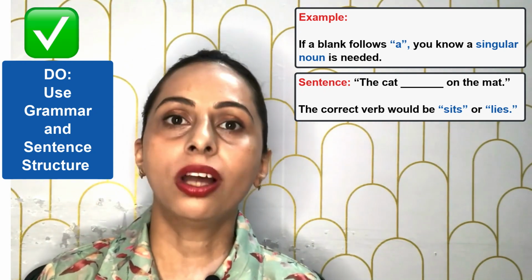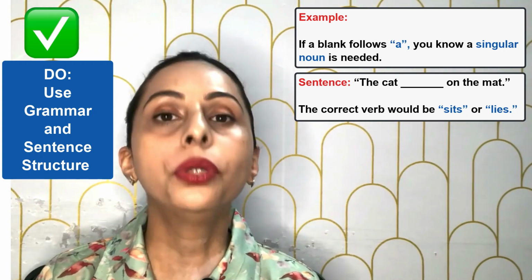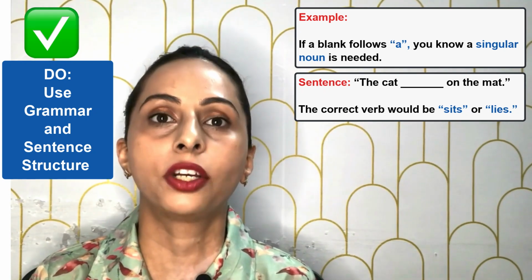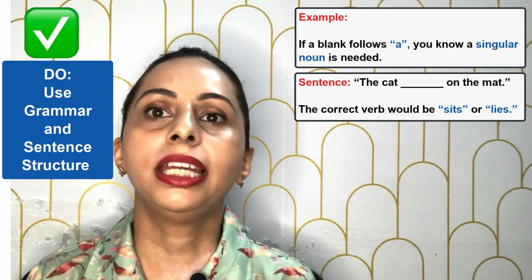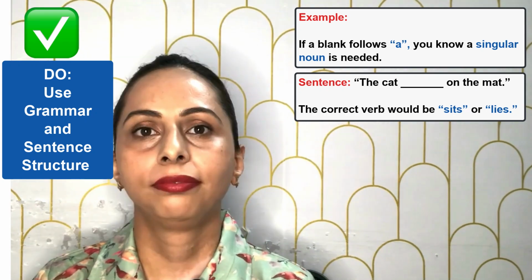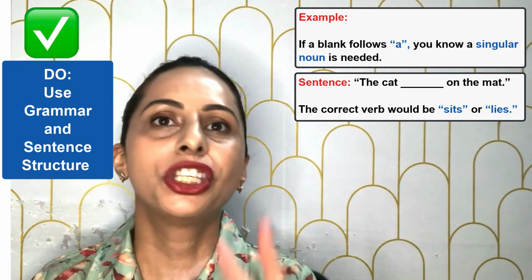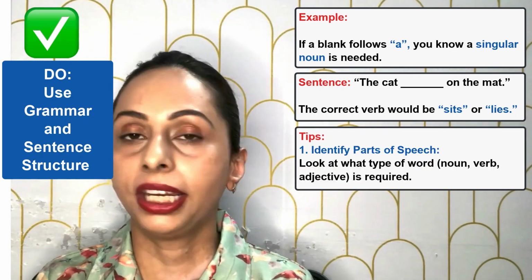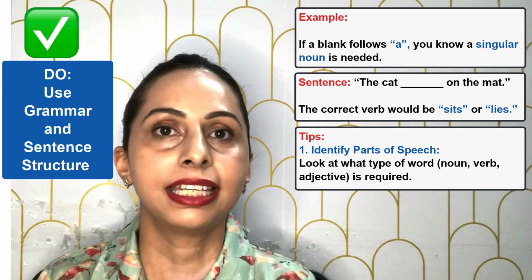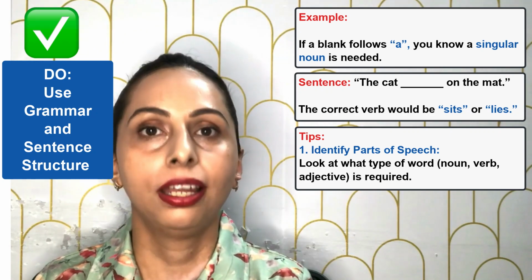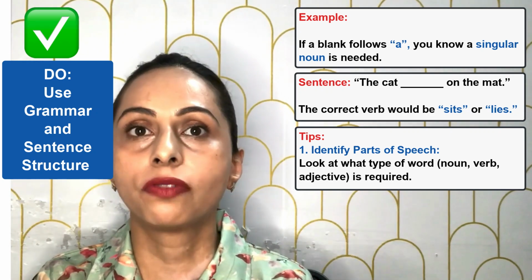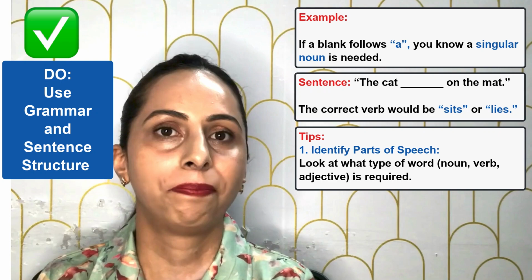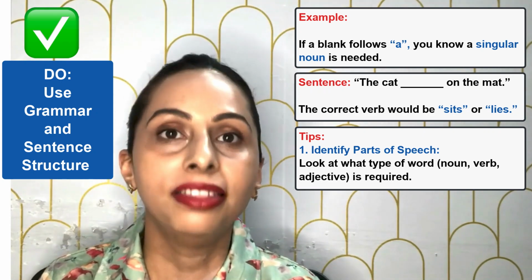By focusing on grammar and sentence structure, you can confidently select the correct options in the PTE reading fill-in-the-blanks tasks. Let's understand this with 2 tips. Identifying part of speech is a critical skill for understanding sentence structure and grammar. Let me explain parts of speech with a few examples. First, I will start with noun.